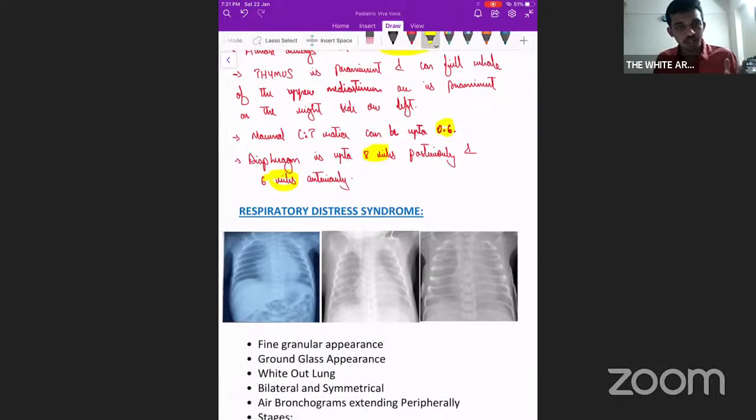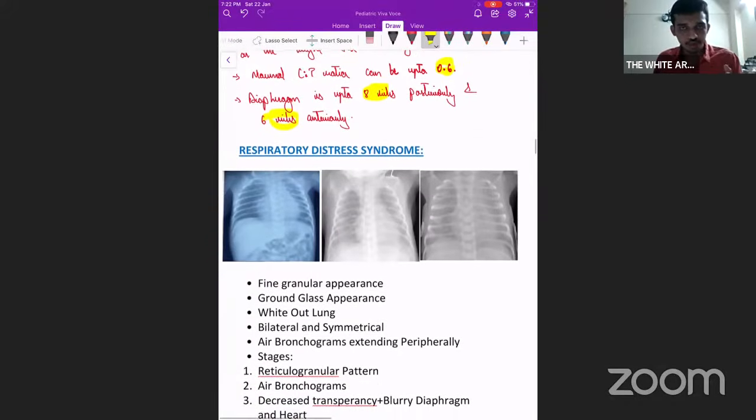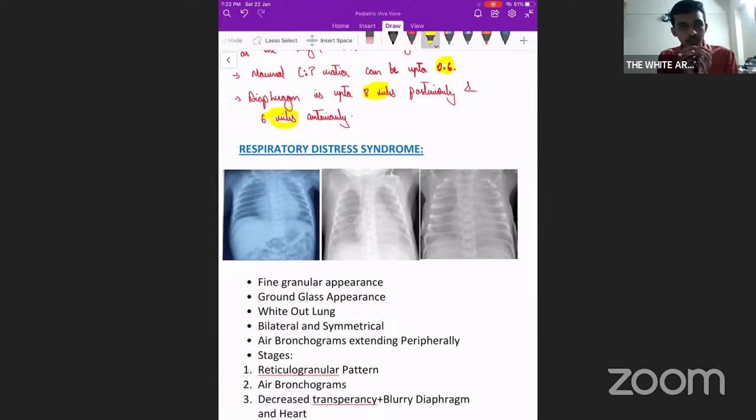Okay, now firstly coming to respiratory distress syndrome. Over here, what is the pathology? Basic pathologies in preterms, like less than 34 weeks. What happens is there won't be enough surfactant, correct? Because there won't be enough surfactant. Surfactant is required for the lungs to expand. Okay, so the lungs remain collapsed.